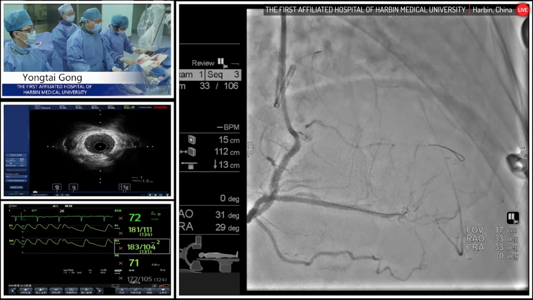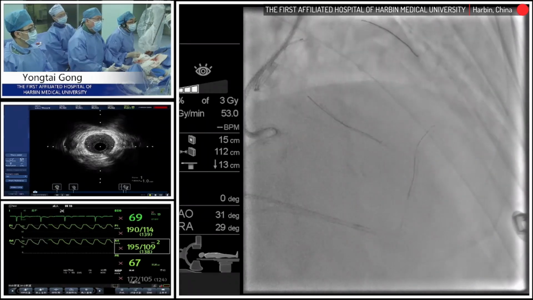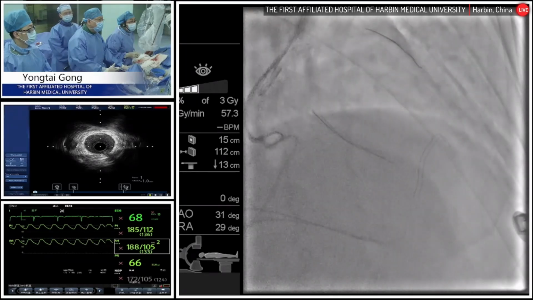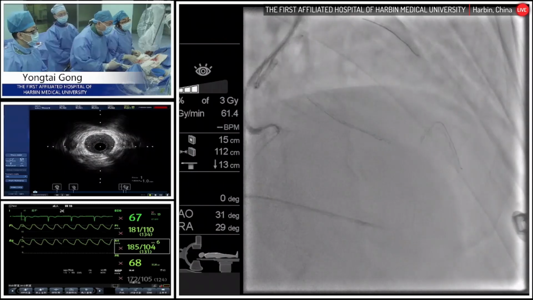Yes, okay. Thank you, Professor Gong. I think that Professor Gong has indicated some very important and valuable information in this patient. For me, this patient is a relatively very complex patient. One thing is that this is a triple vessel disease patient.